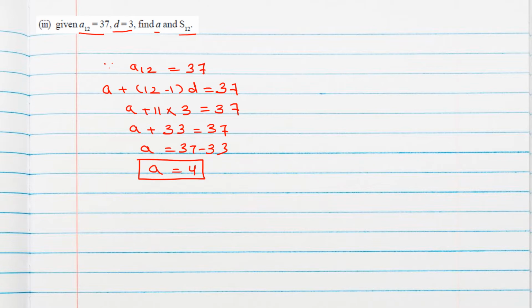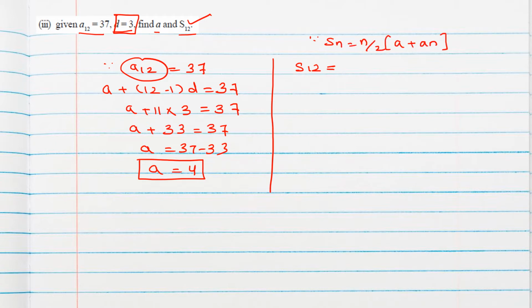Now we got a as 4, d is given. So S12 will be, here also we can use any one formula. So we will use an, since a12 is given. So we'll use the formula Sn is n by 2 times (a plus an). So S12 we should find, so 12 by 2 times a, which we got now, that is 4, and an is a12, which is 37. So this will give 6 and this will give 40. So this we can write as 246.